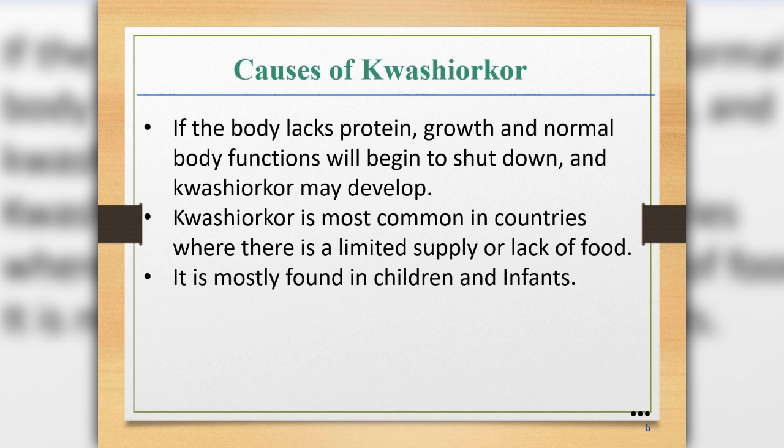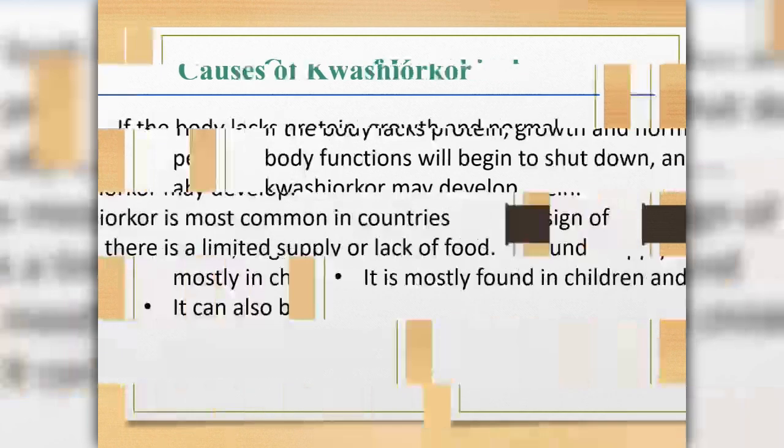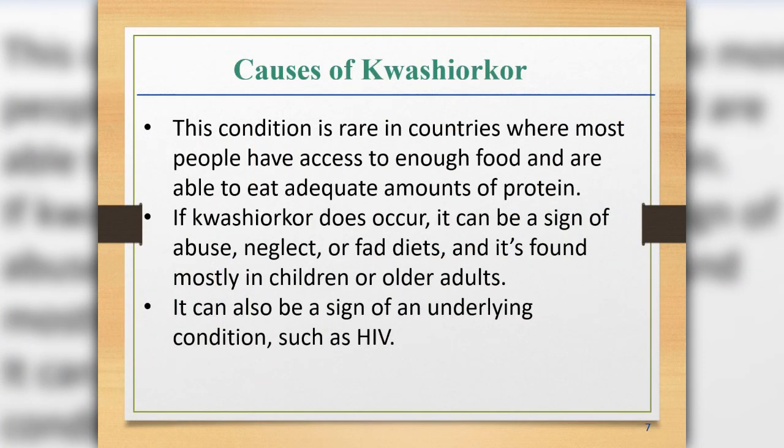It is most common in countries where there is a limited supply or lack of food. It is mostly found in children and infants. This condition is rare in countries where most people have access to enough food and are able to eat adequate amounts of protein. If kwashiorkor does occur, it can be a sign of abuse, neglect, or fad diet, and it's found mostly in children or older adults. Kwashiorkor can also be a sign of an underlying condition such as HIV.